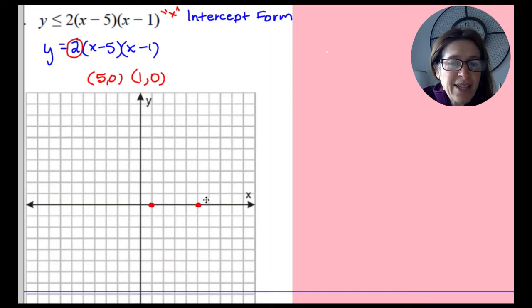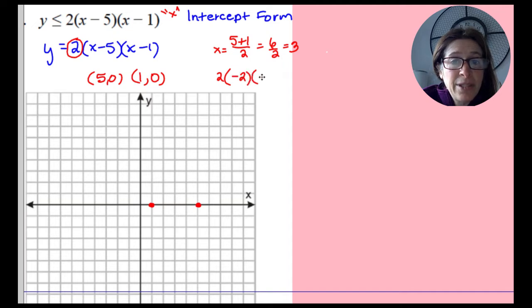Now I have to find the vertex. Remember, the vertex is directly in the middle. It's going to be the average of the x-intercepts. On this one, we could easily count and see that the x-coordinate of the vertex is 3, but you could also do (5 plus 1) divided by 2, so that's 3. That's the x-coordinate of the vertex. To find the y-coordinate, we plug in 3: 2 times negative 2 times 2, which gives me negative 8. Let's plot that: (3, negative 8), just at the edge of my graph.